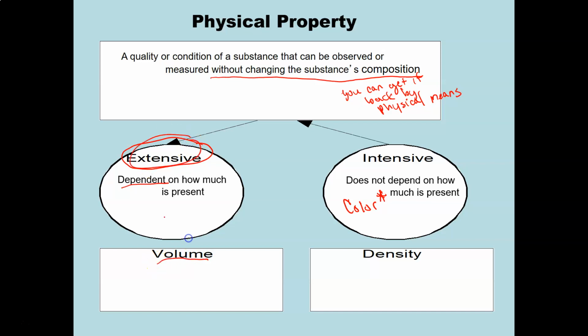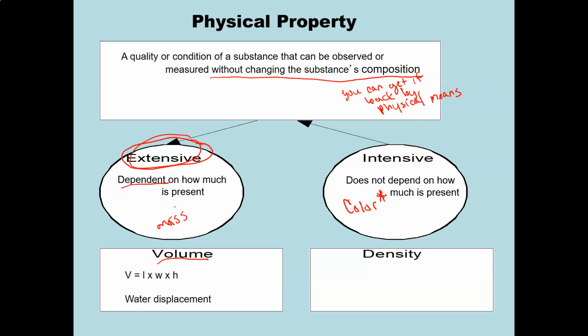Things that make sense in terms of extensive, which depends on how much, are volume and mass. If I have a big mound of it versus just a tiny bit of it, you're going to have a different mass. Same thing with the volume. If I have a lot of stuff versus just a little bit, you're going to have a different volume.